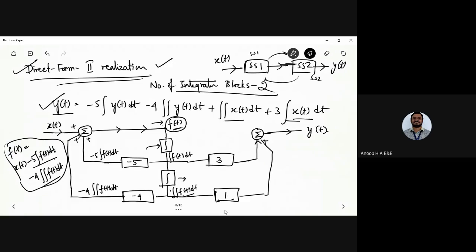Like you have one integral present there, and from that integral you are going to have two more blocks like that, and f of t here acts in this direction.